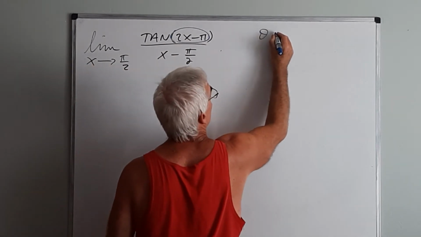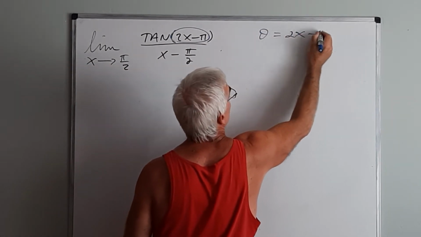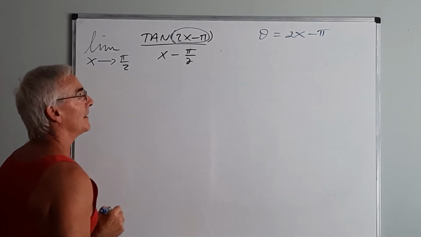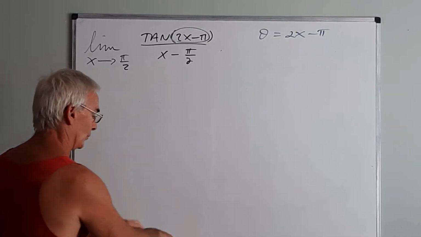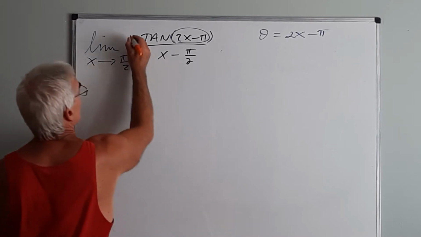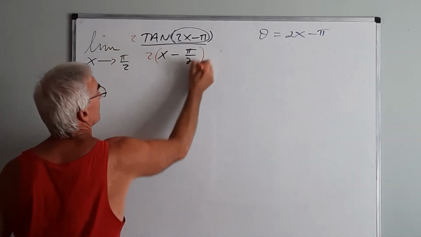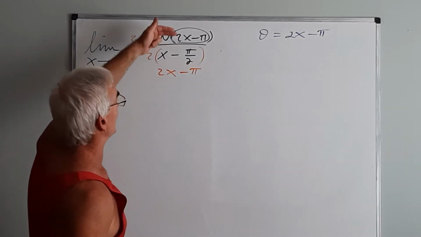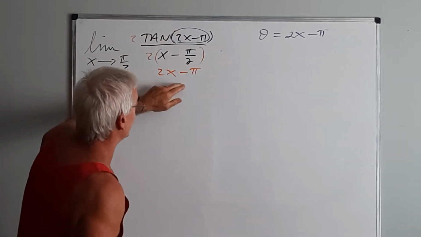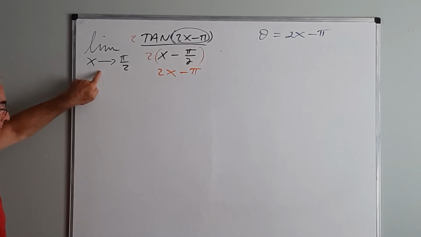So if I think of my theta as simply being 2x minus pi, then if I multiply numerator and denominator by 2, I will have a 2x minus pi in the denominator, and I will then have the form tan theta over theta. Now the problem is, what about this statement here?